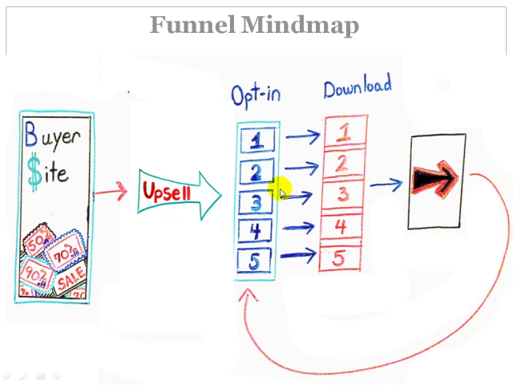Then you have your opt-in page, your main opt-in page. So this is sort of like your index.html page, and then the only difference between this and the freebie funnel mind map is that you have the upsell here, and then the opt-in here, and then the download, individual download pages here that redirect to the opt-in page to ensure that everybody downloads the actual products on the individual pages.